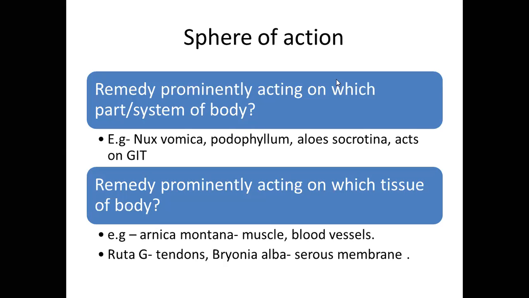Usually heart is covered by pericardium, lung is covered by pleura, abdominal organs are covered by serous membrane, peritoneum. So Bryonia alba acts prominently on these important serous membranes of body and produces certain pathogenesis and certain symptoms.